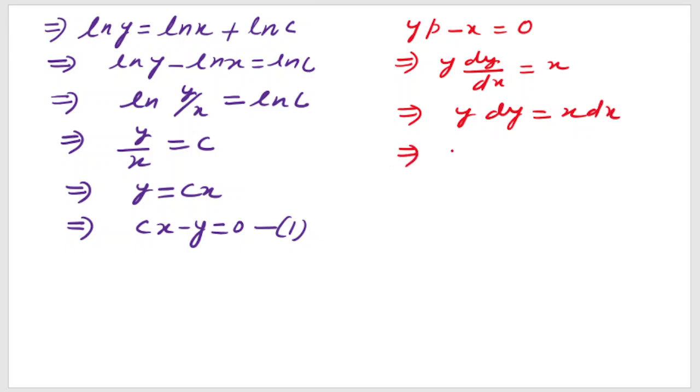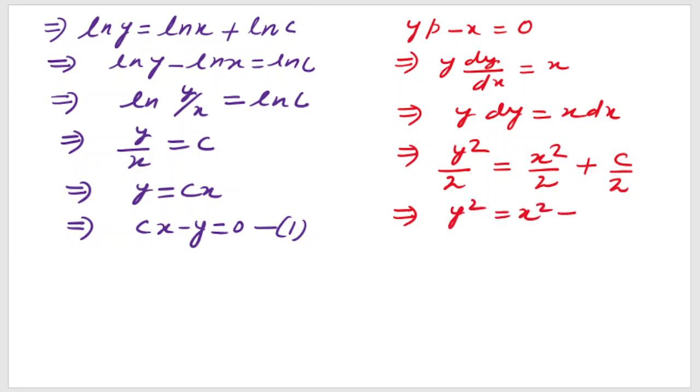Integrate both sides, so it will be y square by 2. On the right hand side I will get x square by 2, and as you know we can add the constant of integration like c by 2, so it will become y square is equal to x square plus c, which can be further written as x square minus y square plus c is equal to 0, and this is our second solution.